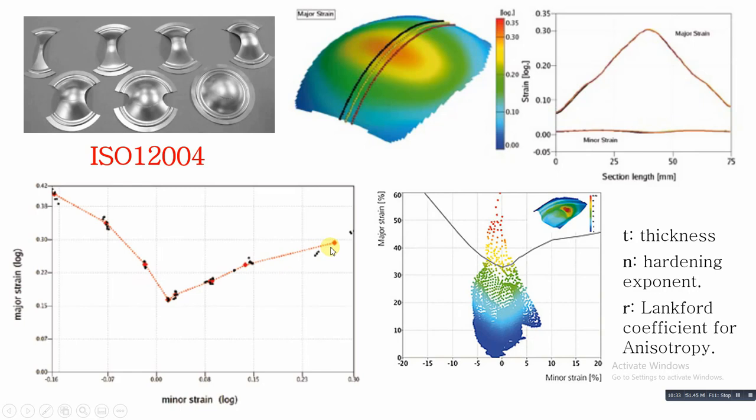The other way is the time-based method. Section-based and time-based are discussed in detail in the standard ISO 12004. After making the numerical analysis, we plot the major and minor strain relation for each element on the system. And here, this is the forming limit curve, and obviously those points beyond the forming limit curve are considered not safe. So we can predict that this metal forming process will not work, and we should make modifications to make this metal forming process work again.